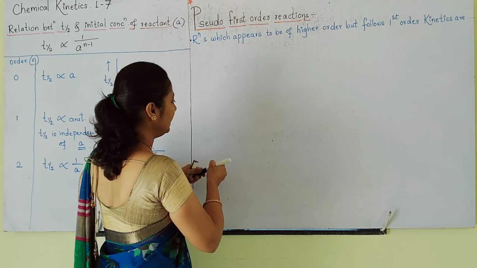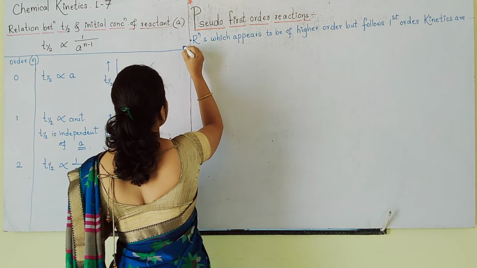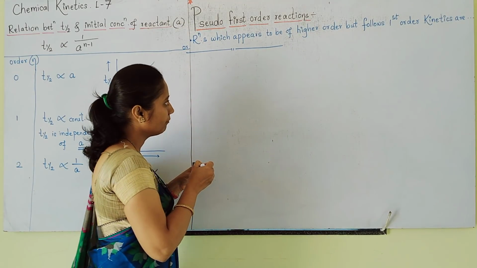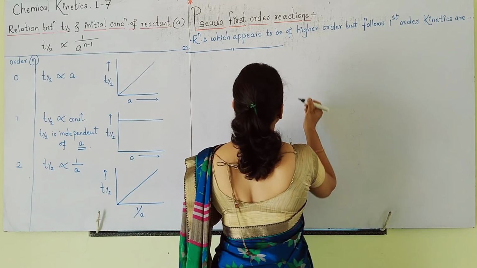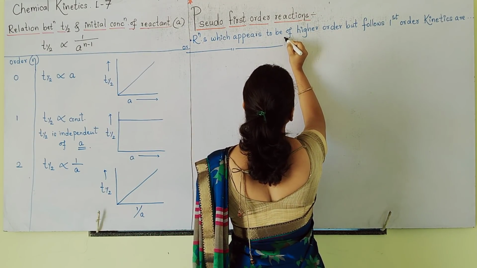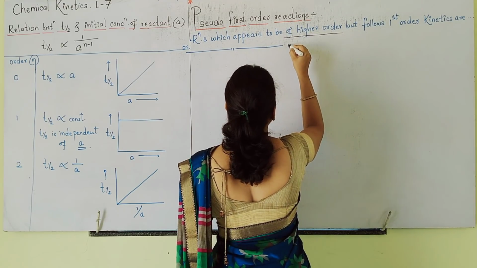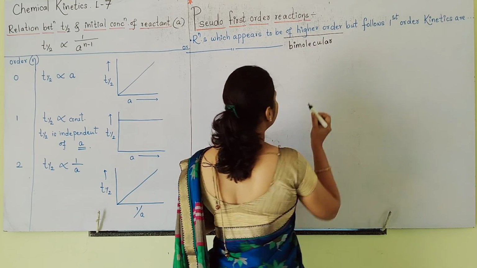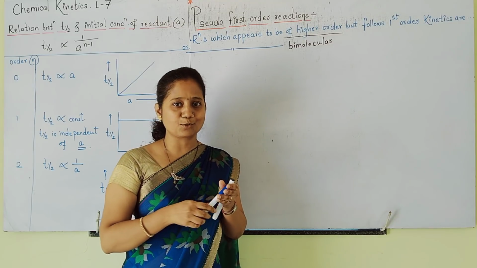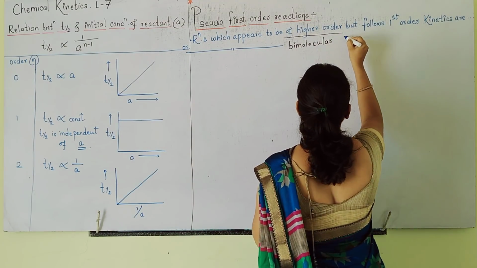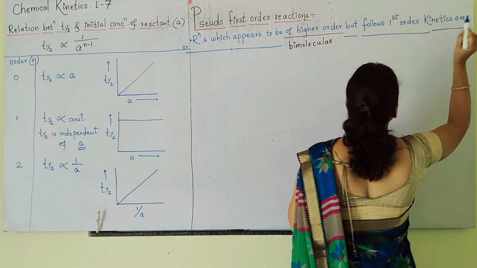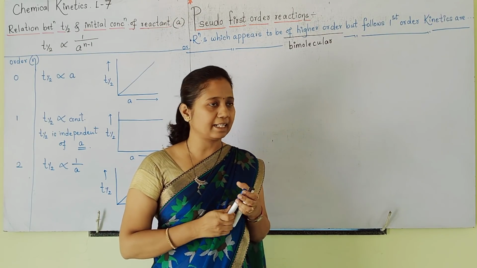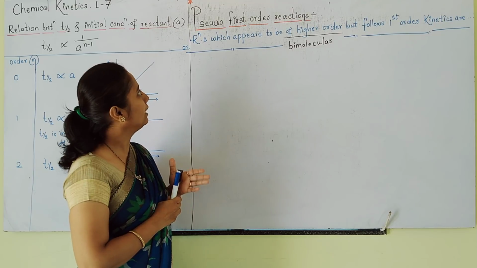Otherwise you can say the complete definition: reaction which appears to be, instead of higher order, I will write appears to be bimolecular. Bimolecular means molecularity is 2, reactants are 2, but follows first order kinetics. Among these two, whichever definition you feel easy, you can write. That is called pseudo first order reaction.